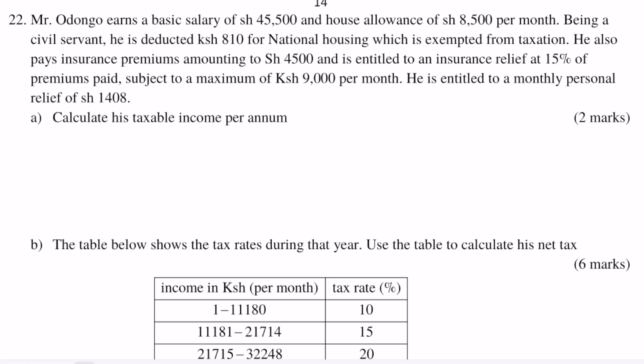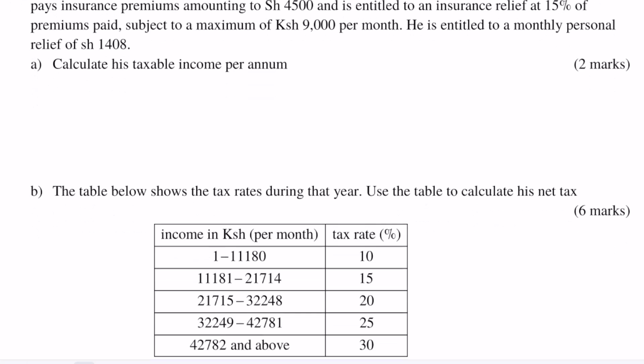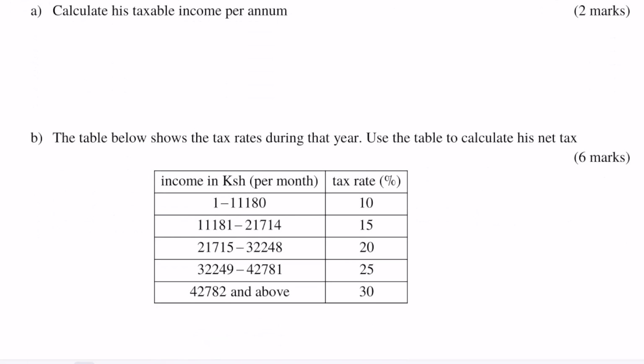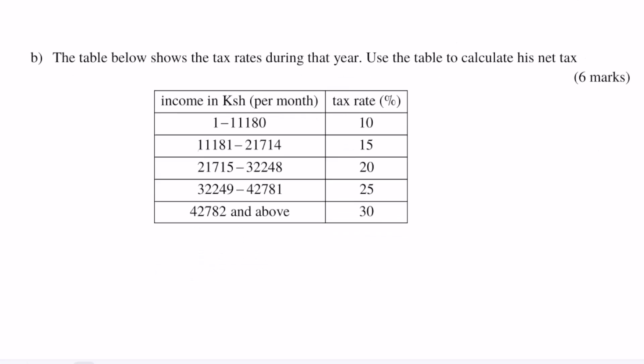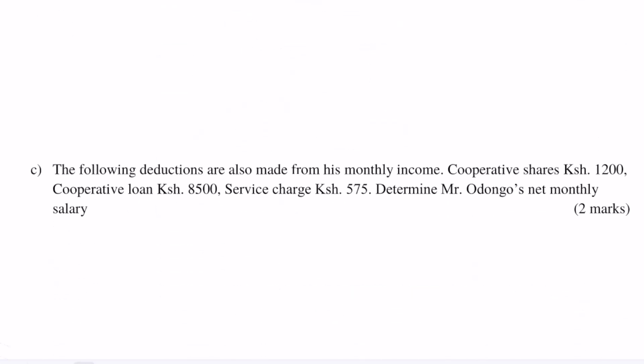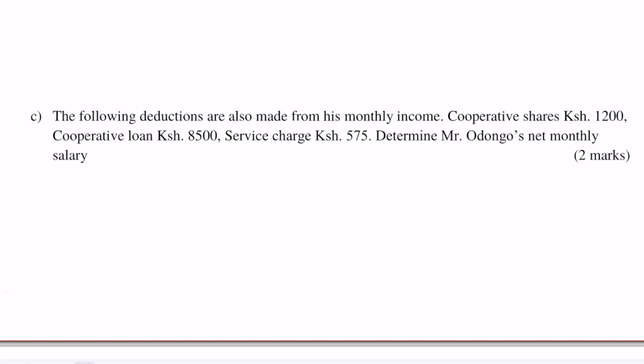Part A of the question: calculate his taxable income per annum. Then part B, the table below shows the tax rates during that year. Use the table to calculate his net tax, 6 marks. And then the last one, part C, the following deductions are also made from his monthly income: cooperative shares 1,200, cooperative loan 8,500, service charge 575. Determine Mr. Adongo's net monthly salary.